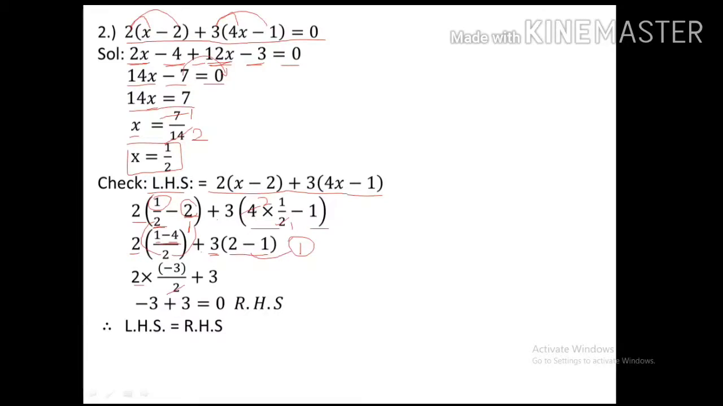This 2 and this 2 can be cancelled by 2. 2 1 ja 2, 2 1 ja 2, and here 3 is multiplied by this 1, it will come 3. So the left value we have to write, that is minus 3 plus 3 equals to 0. So LHS and RHS both are equal, that is equals to 0. So our solution is correct.